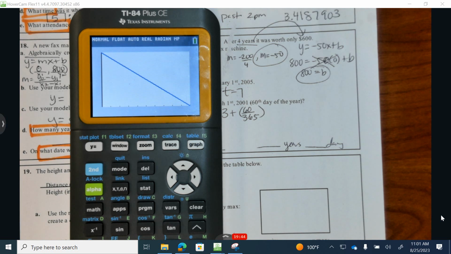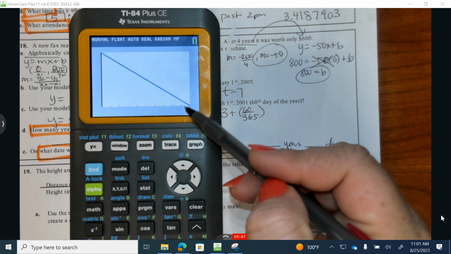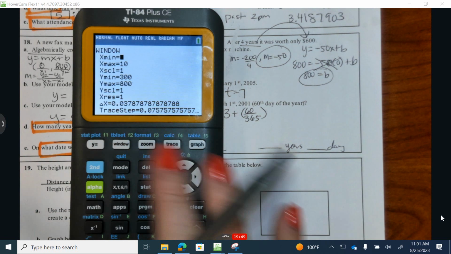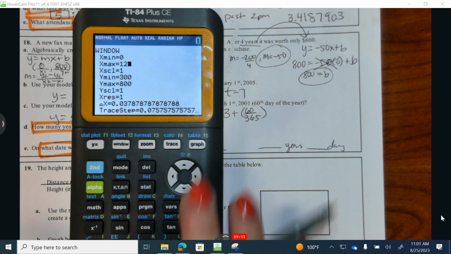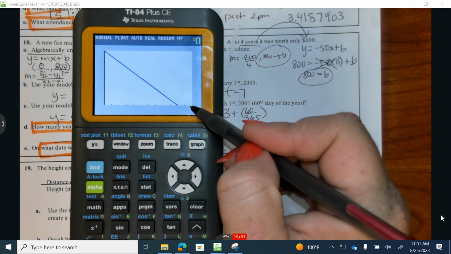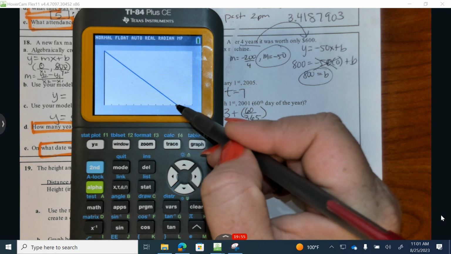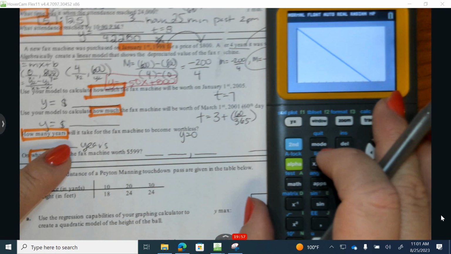Now, one thing I do want to note is that, do you see how it hits right here? Let's go back and go out a little bit further. Let's go out to 12 and see. I want to be able to have a better idea of exactly what this is. Okay, we're ready to start.